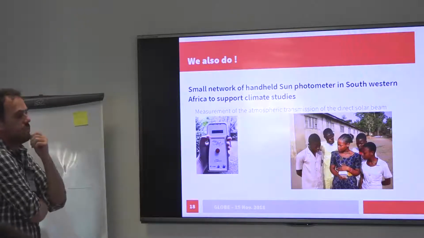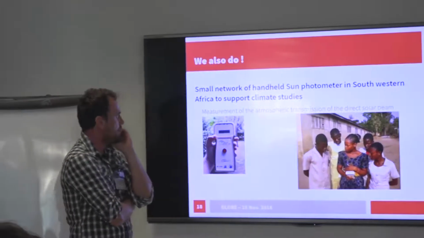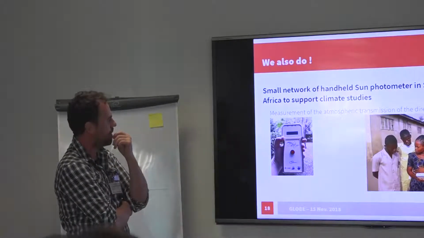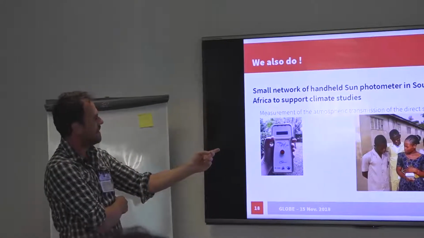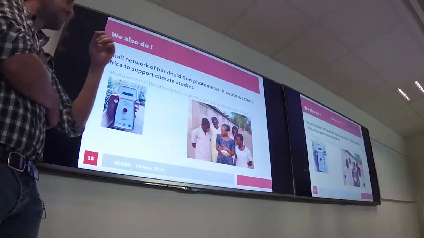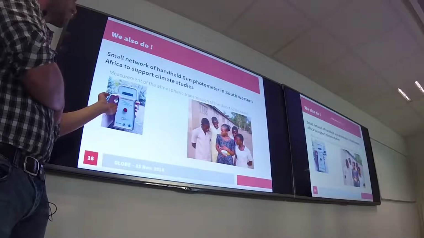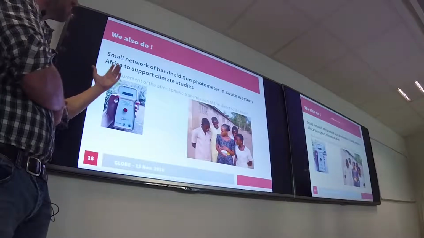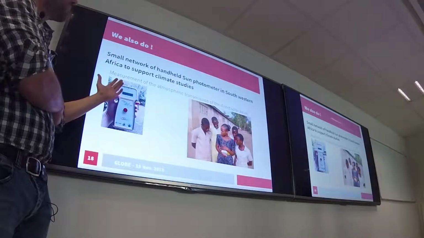So we can also measure this parameter quite easily. And even for scientific use, it's really useful. And so we use this very small photometer that you will see after, which measures the direct attenuation of the sun. And so from this attenuation, you derive the aerosol optical depth.